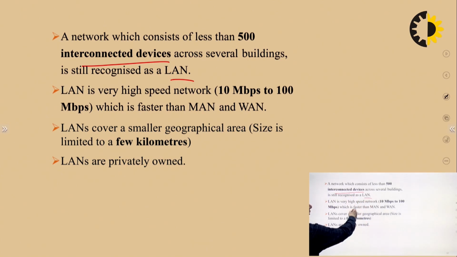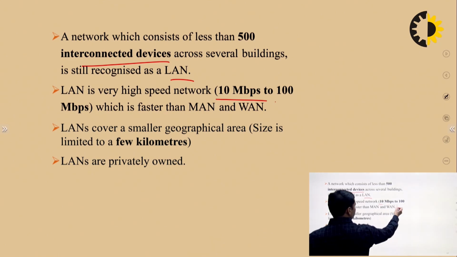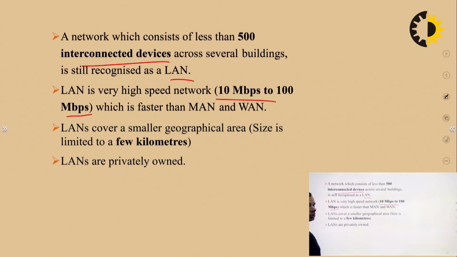It is a very high speed network, with speeds from 10 Mbps to 100 Mbps, which is faster than MAN and WAN. LAN covers a small geographical area, a few kilometers, and LAN is a privately owned network.